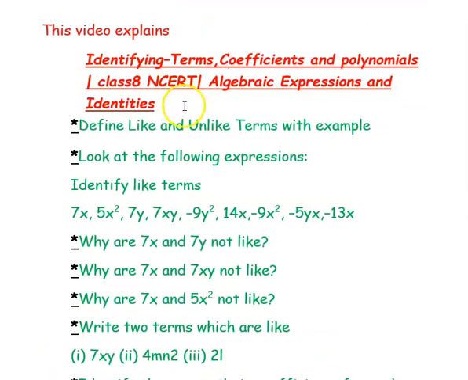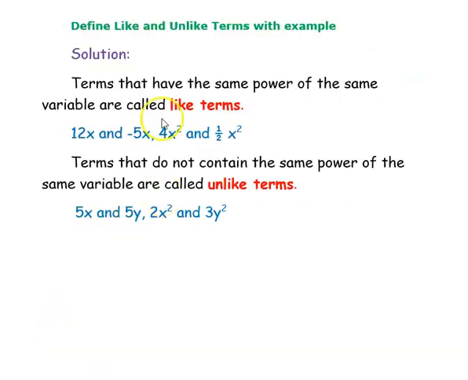In this video, we are going to see a few examples on how to identify the different types of terms like term and unlike term, and also to find the coefficients and the types of polynomials. The first example is: define like and unlike term with an example. Okay, so first we will see like term, then we will see the definition of unlike term.